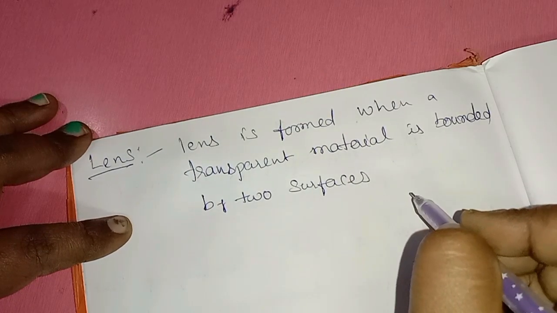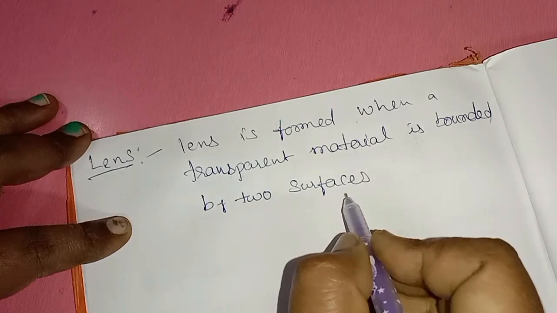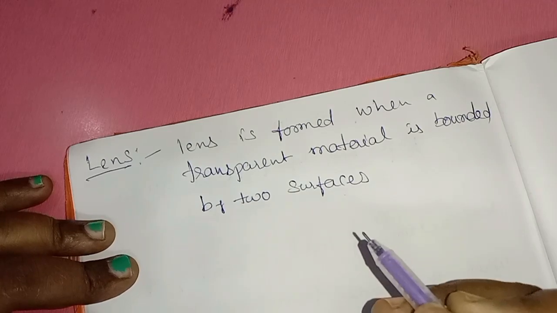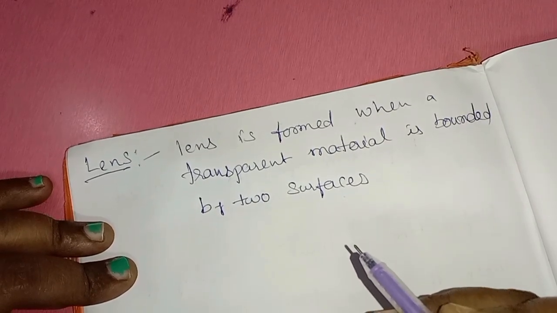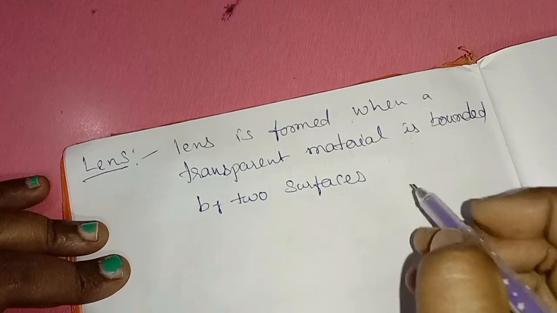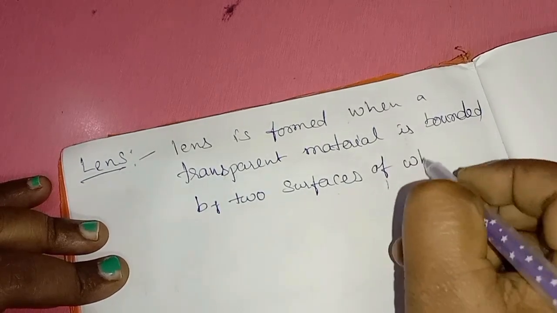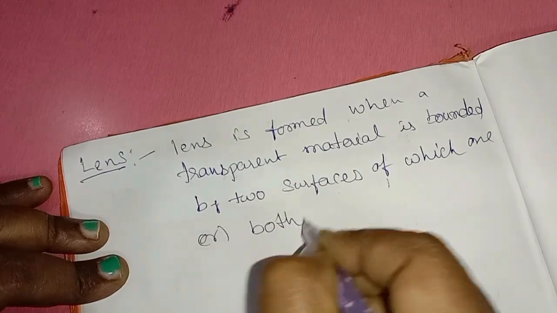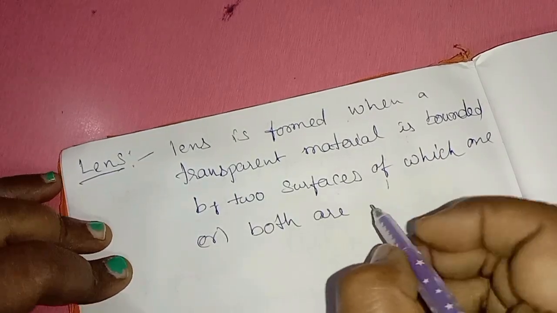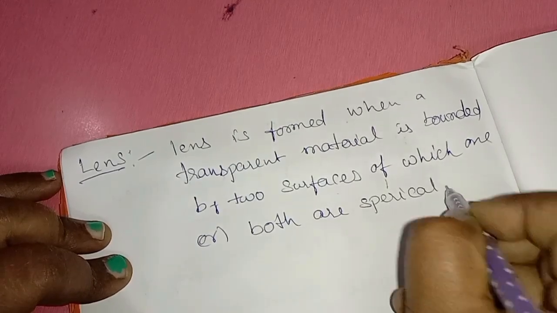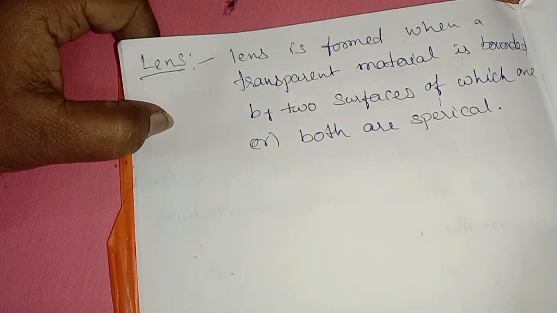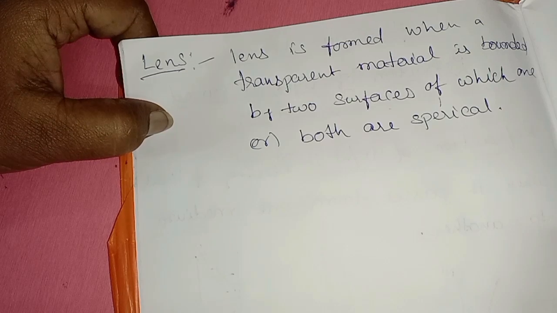of which one or both are spherical. Lens is formed when a transparent material is bounded by two surfaces of which one or both are spherical. This is the definition of a lens.